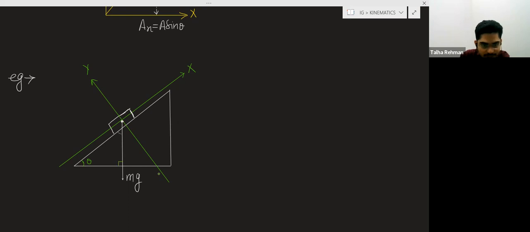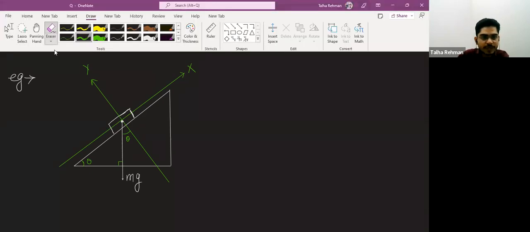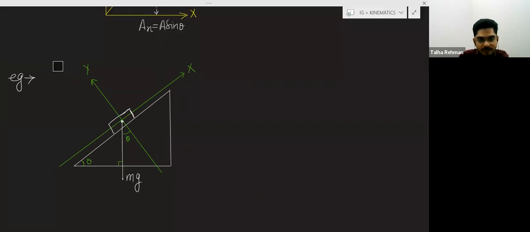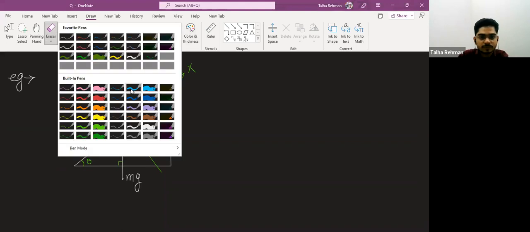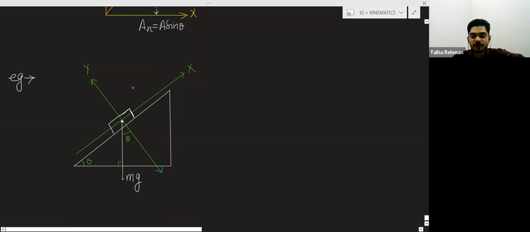So we can say this angle will be 90 minus theta. This angle will be 90 minus theta. So we can say this angle will be theta. This angle will be theta. Now, if we want to take the component, then in this direction, what will be the component of mg?